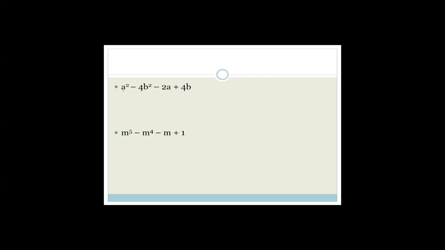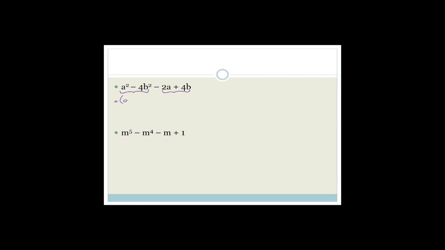Okay, so we've got a squared minus 4b squared minus 2a plus 4b. So again, what we need to do is check for common factors throughout, and there aren't any. And it's obviously not just a pure difference of two squares because there's more than two. So the next thing we're going to do is look for grouping. So I'm going to just group the first two and the last two and see what happens. If it doesn't work out, I'll try another method.